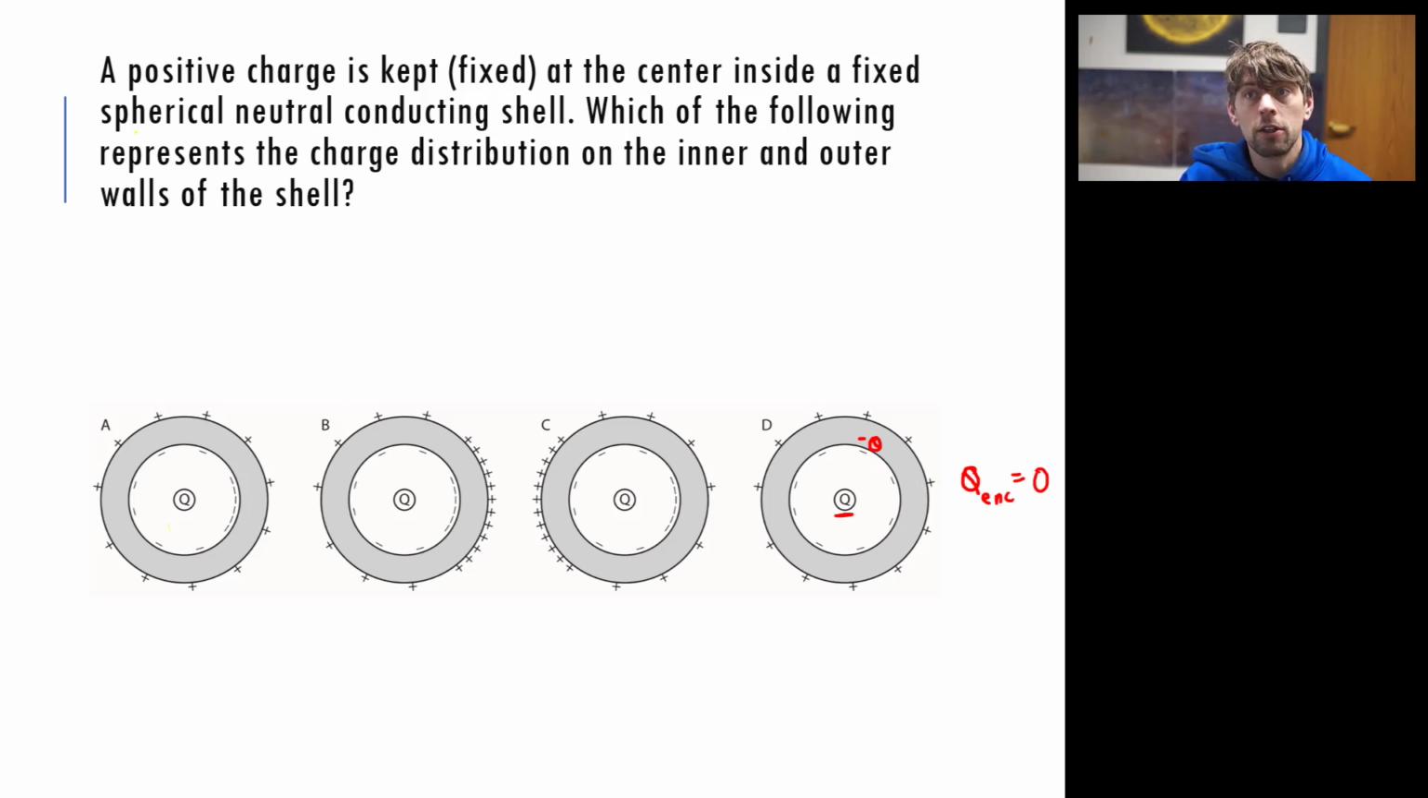Now let's go ahead and look at the rest of the problem. I say a spherical, neutral conducting shell. Probably should be a comma there. Well, if the conducting shell is initially neutral and a value of negative Q ends up moving towards the interior surface, how much charge is left on the exterior surface?